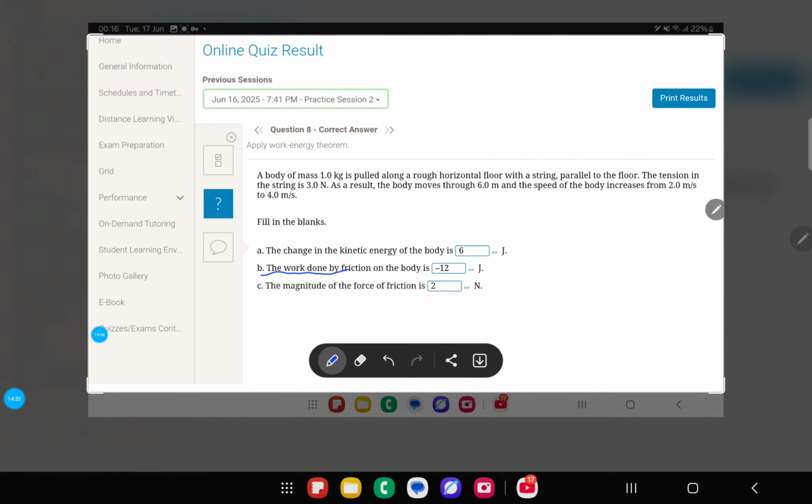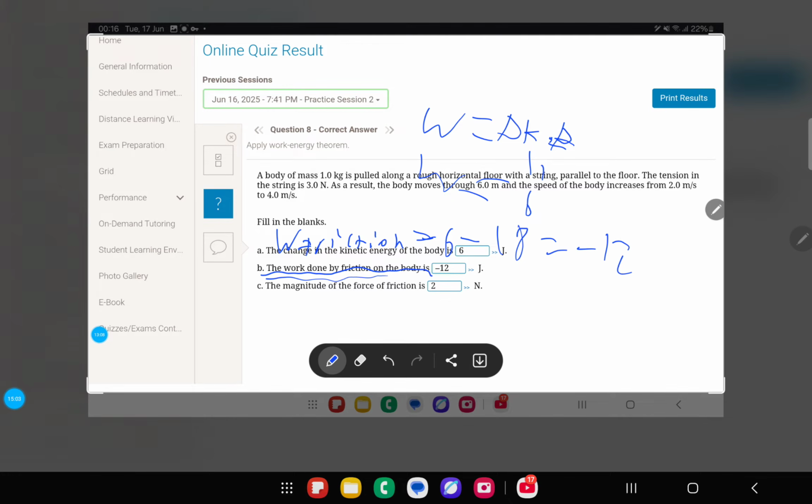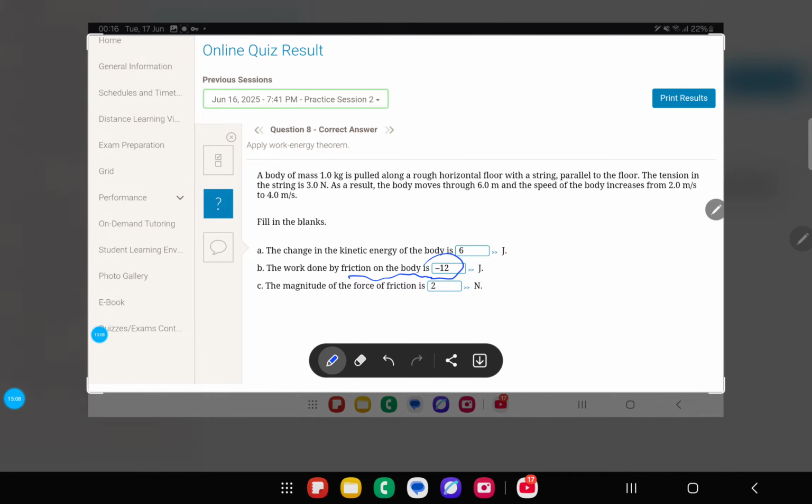Now, the work done by friction on the body is what? Alright, so now that we found the change in kinetic energy, which is 6, which is equal to the net work. Okay, we have net work now, so that we can do this. Work of friction equals net work, which is 6, minus work of tension. We found it as 18, remember? 6 minus 18 is negative 12. So the work done by friction on the body is negative 12. Which makes sense because friction opposes, so negative.